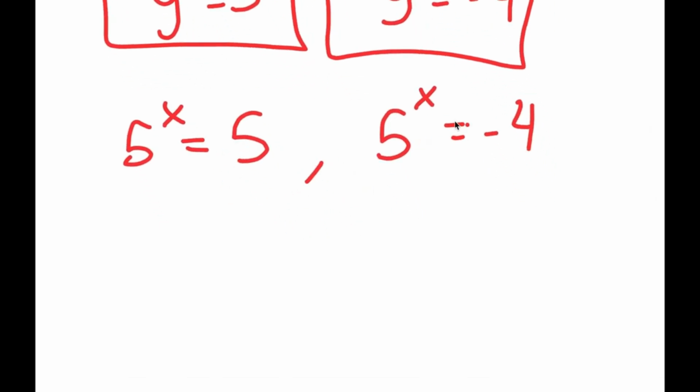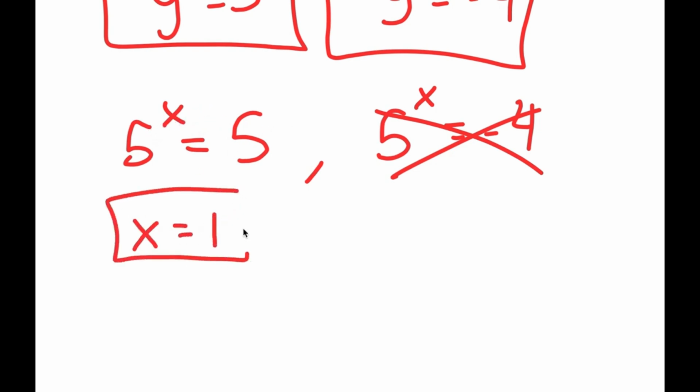So let's look at this equation over here. 5 to the power of x equals negative 4. Well, we can't take the power of a positive number and turn it into a negative number, meaning this equation has no solution. And for 5 to the power of x equals 5, to solve this, what most people do is, for other exponential equations, we would have to take the log and do a bunch of other stuff. But over here, we could just see 5 to the power of 1 is going to equal 5, because anything to the power of 1 is itself. So this is my solution.